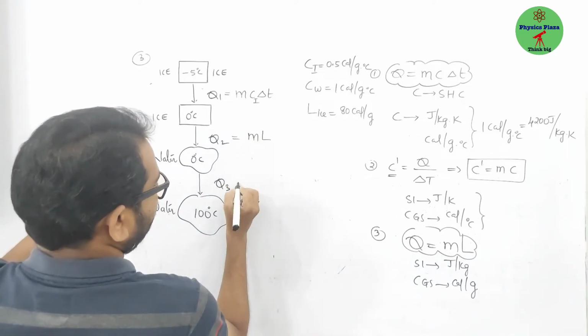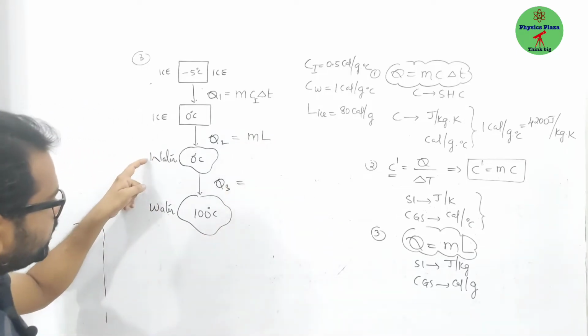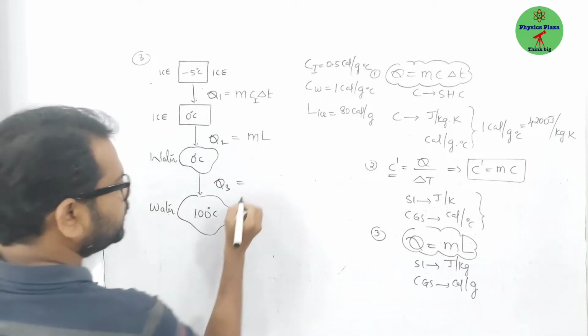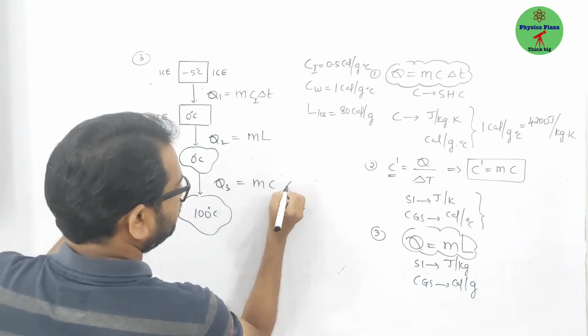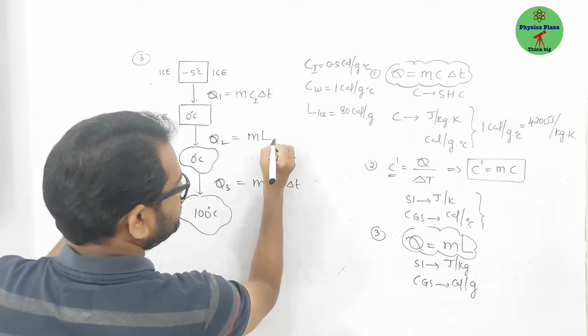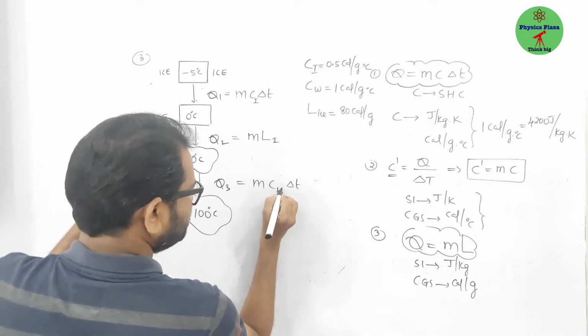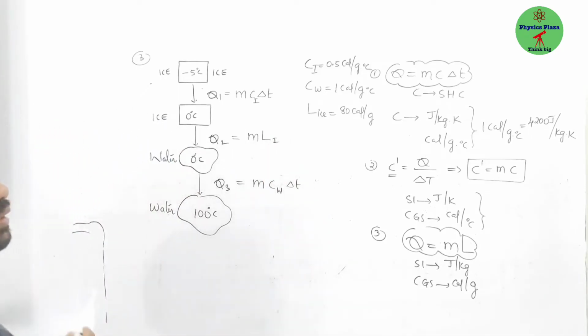So Q2 is equal to ML. Q3, there is no change in state, only change in temperature. It is mc delta T. That's it, children. This is ice. This is water. That's it. Now you substitute the values, you get the answer.